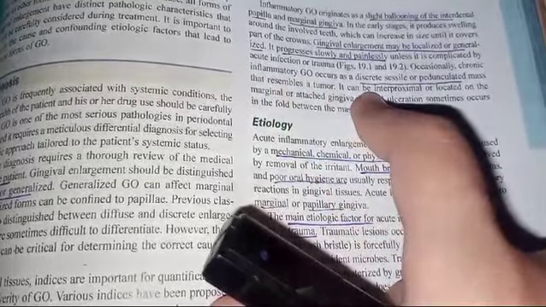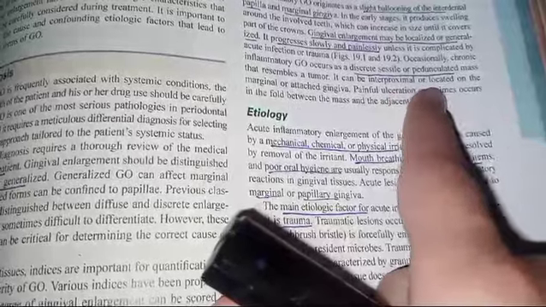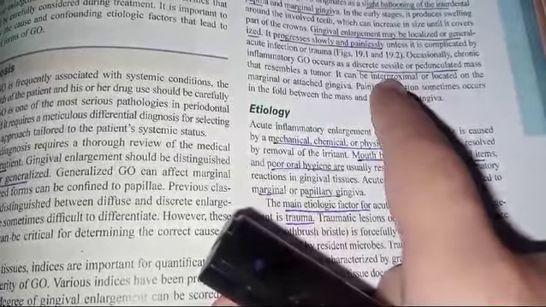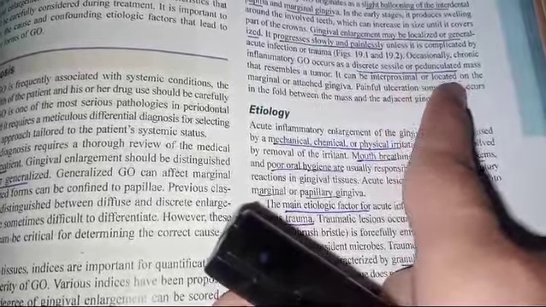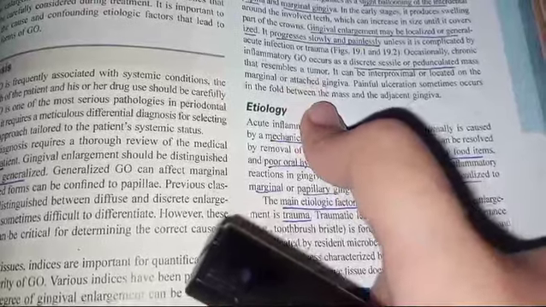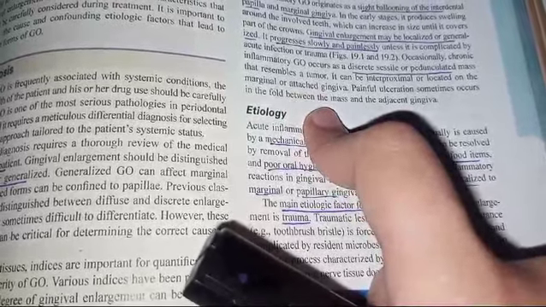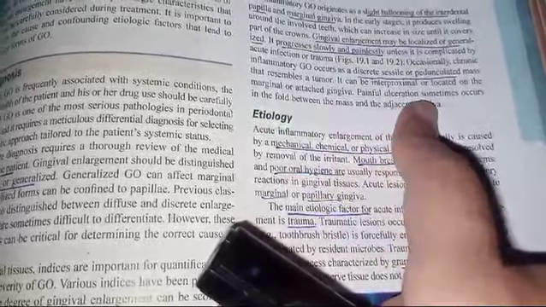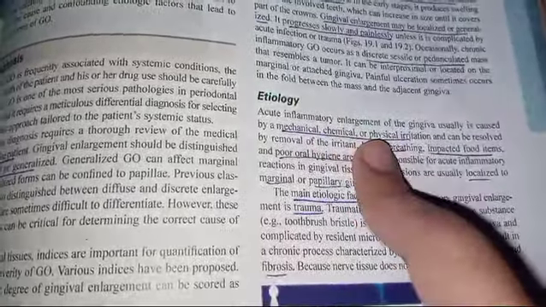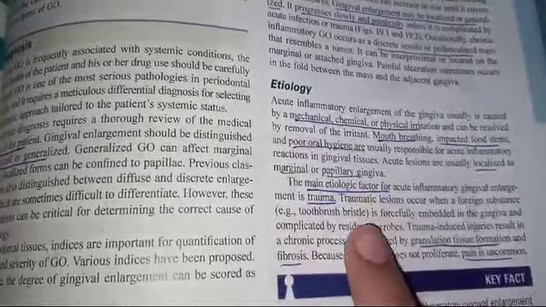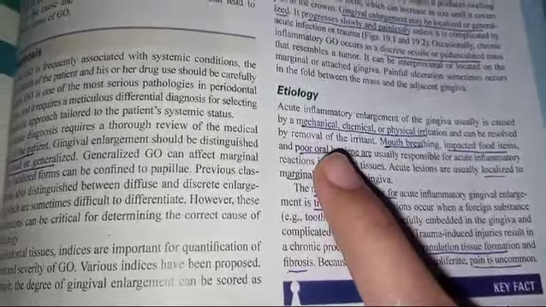Okay. What happens in chronic inflammatory gingival growth, there's a discrete sessile or pedunculated mass. Sessile means it is directly attached, and pedunculated means it is attached through a stalk, masses that resemble a tumor. Basically it might be located interproximally, or on the marginal or attached gingiva. Painful ulceration can also occur in this, in the fold between the mass and the adjacent gingiva.